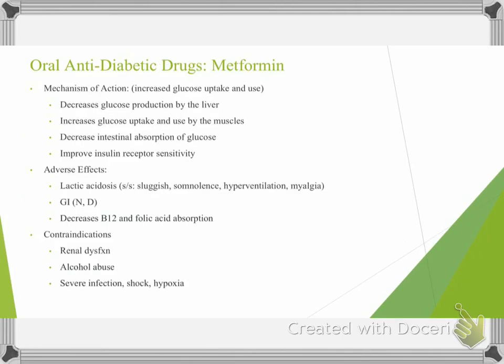So let's talk about metformin. The mechanism of action is it increases the glucose uptake and use by the liver, basically, and the muscles. So it decreases glucose production by the liver, so it's not going to be producing as much, not doing the gluconeogenesis. Increases glucose uptake and use by the muscles. It decreases intestinal absorption of glucose, and it improves the insulin receptor sensitivity. So basically, it really is just increasing the glucose uptake and use.